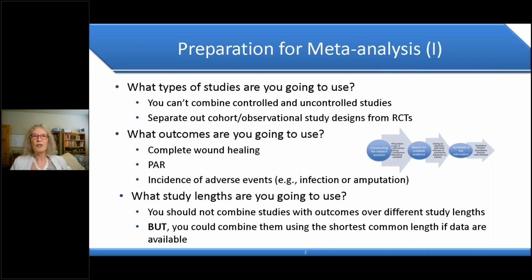Next, you're going to have to figure out what study lengths you are going to use. Typically in RCTs, 12 weeks is a common length, but it's not the only one. You can see 16, 24 weeks or even up to 1 year. And the biggest thing you're going to have to learn here is you cannot combine studies with different study lengths, with one exception. Let us suppose, for example, you had 4 studies of 12 weeks and 1 of 16 weeks. If in the 16-week study you had 12-week outcomes, then you could combine them. But if it doesn't have that, you can't do that.